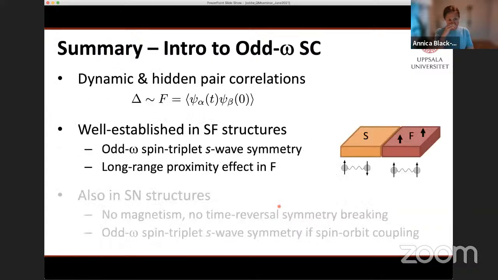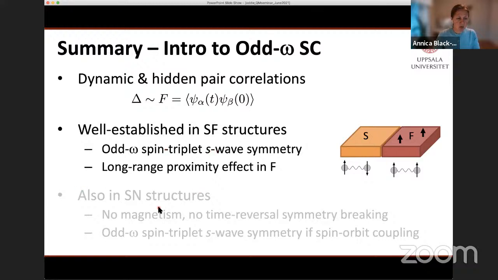Okay, so that was just a short summary of odd frequency superconductivity. I was saying, well, traditional odd frequency, and the take-home message here really is that it comes because the order parameter, or actually the pair amplitude, becomes a dynamic quantity that depends on t, and it's also reasonably hidden because it's just a relative t dependence. If you measure anything at equal time, this is going to disappear, but nonetheless, it is there if you keep the time dependence, and it's well established in SF structures where you get odd frequency spin triplet S-wave superconductivity.